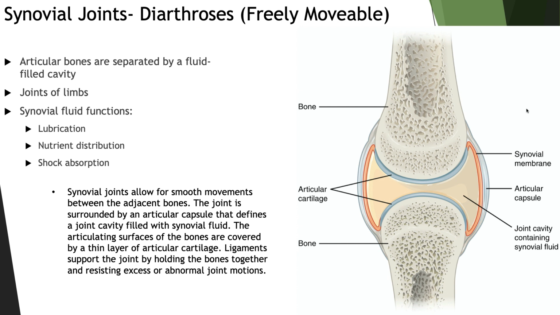Go back for a moment. You also have the joint capsule, which consists of layers of dense fibrous connective tissue that enclose the synovial cavity to house the synovial joint.